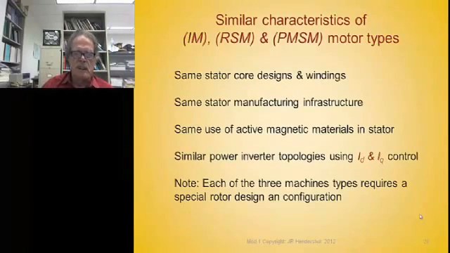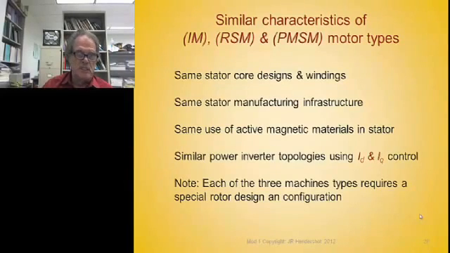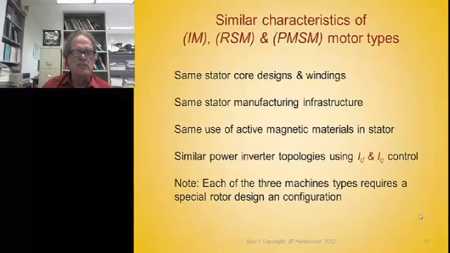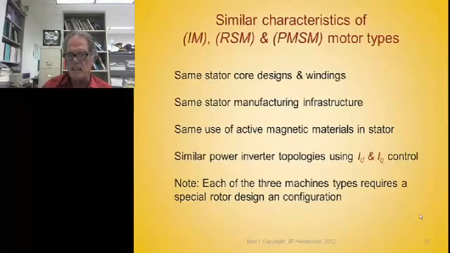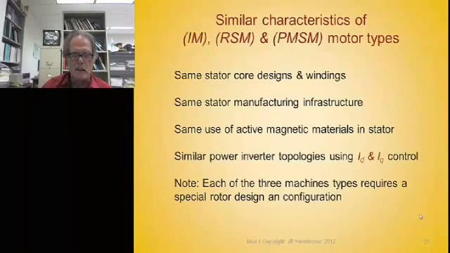What are the similar characteristics of these 3 machines? Why have we picked these machines? Well, because all 3 use the same stator core designs and windings. They can use the same laminations. The manufacturing infrastructure for the stators is the same. The choices of active magnetic materials that are used in the stator, the insulation systems, the whole everything about the stator is common to all 3 of these types of machines.